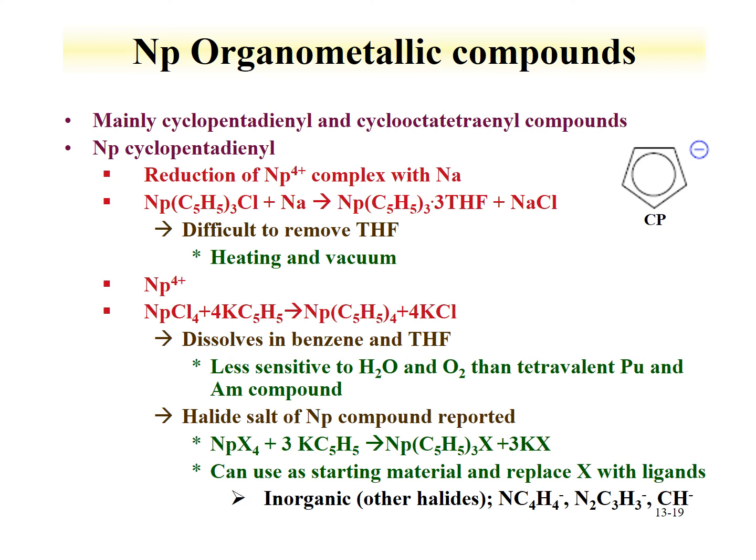In Neptunium-4, a similar synthesis, again with a chloride starting compound, where we can get the 4 Cp ligands around the neptunium. This dissolves in benzene and tetrahydrofuran and allows spectroscopic examination of this material to be performed.